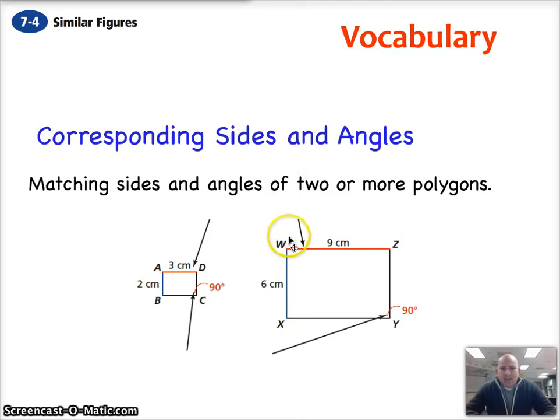Matching sides and angles of two or more polygons are called corresponding sides and angles. For example, here we're matching the 3 centimeter side of this rectangle to this 9 centimeter side, and we term those as corresponding sides. Now, the two arrows here are pointing toward 90-degree angles in two similar rectangles, and we call those corresponding angles.